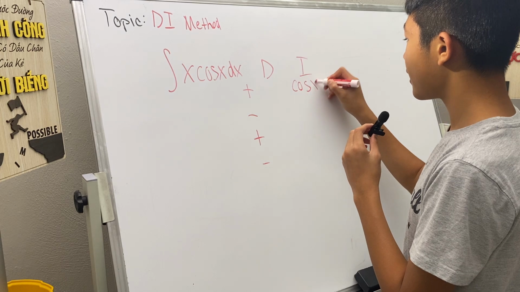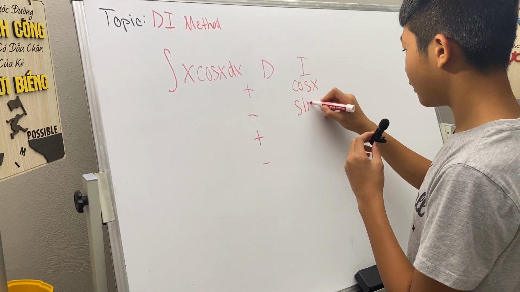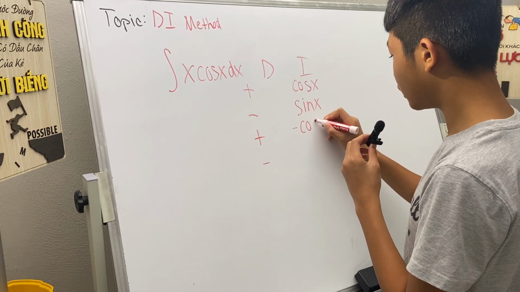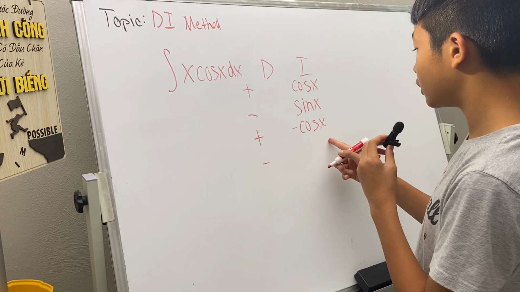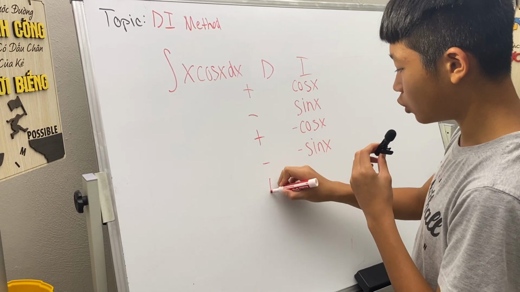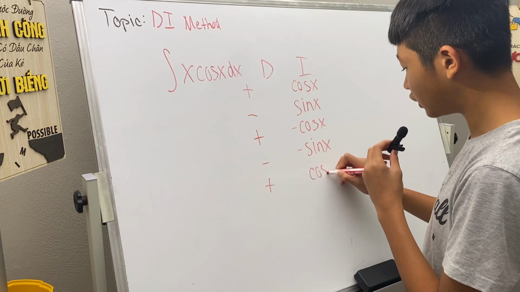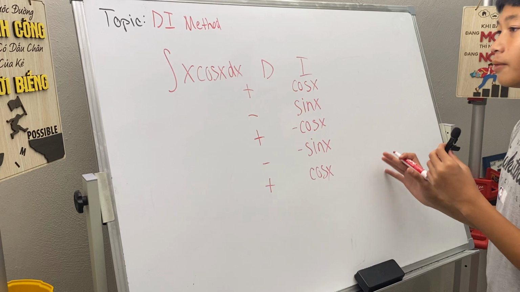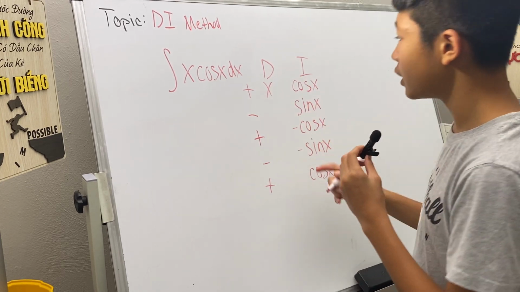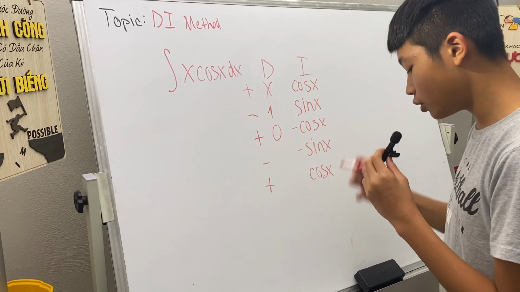Cosine. If you integrate this, you get sine x. If you integrate this again, you get minus cosine x. You integrate this, you get minus sine x. Let's do it one more time. If you integrate this, you will get positive cosine x. Okay, let's stop here. That's a lot. We don't need that much, but let's differentiate x. Differentiate this, you get 1. Differentiate this, you get 0. When you get 0, you stop.